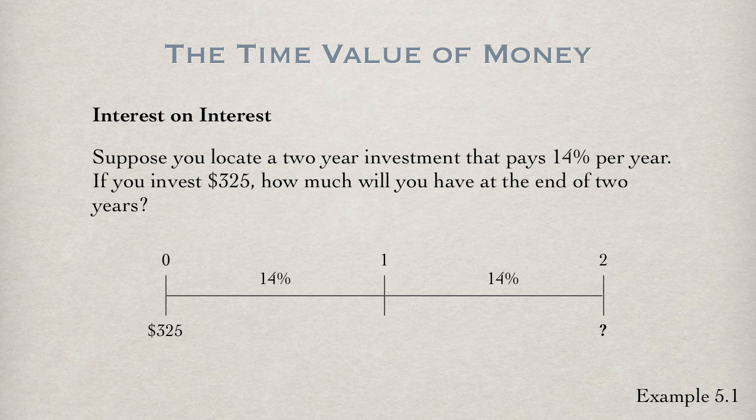As you see on this timeline below, year 0 represents your investment today. As the problem stated, we are earning 14% interest per year over the 2-year investment. The question mark represents the amount of money we will have at the end of our 2-year investment, which is also known as our future value.